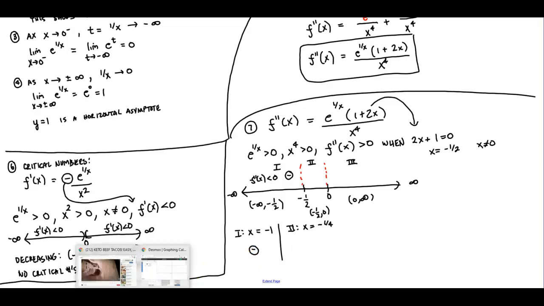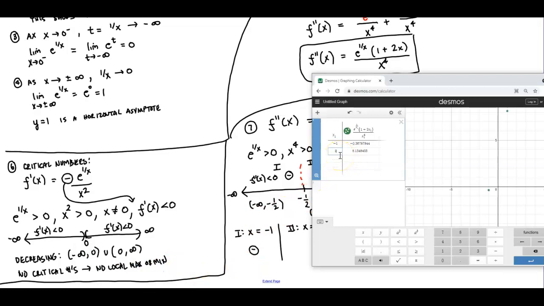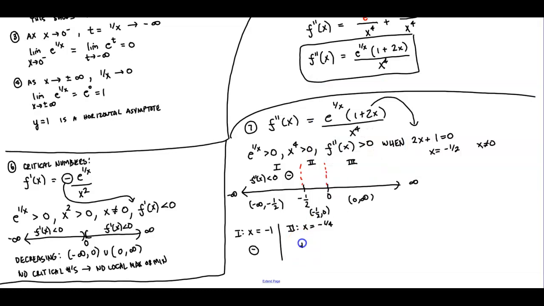Okay, so let's go ahead and plug that in. So we have 1/4, and that gives us a positive value. So the answer is going to be positive. And if it's positive here, then we know that the second derivative f''(x) is going to be greater than 0.